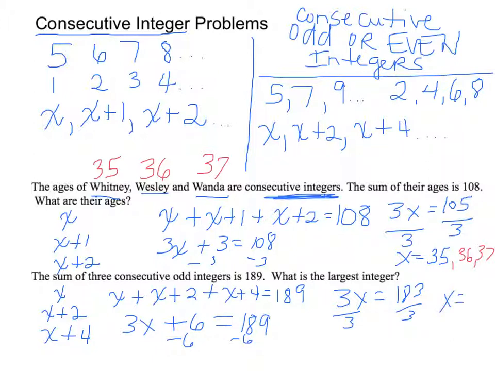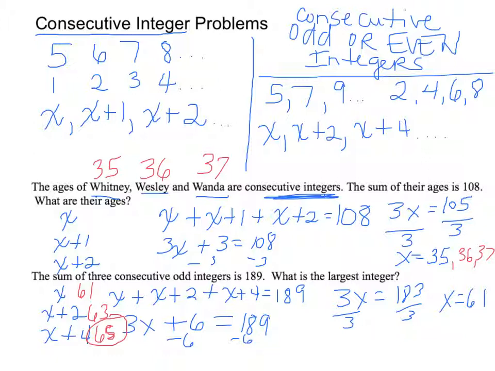X is equal to 61. Okay, so it wants to know what the largest integer is. So the first integer, or x, is 61. The next one is the next consecutive odd integer, so that's 63. And the next one is the next consecutive odd integer, so that's 65. So the answer to this one is 65.